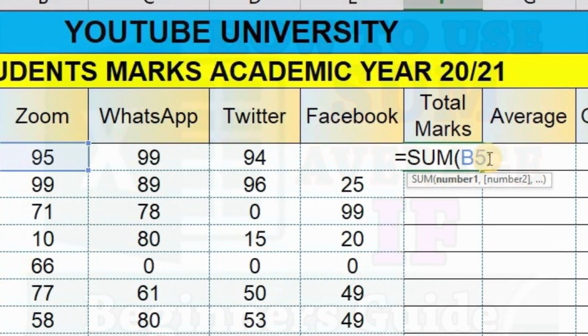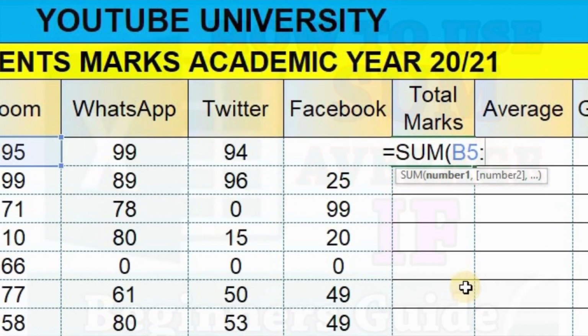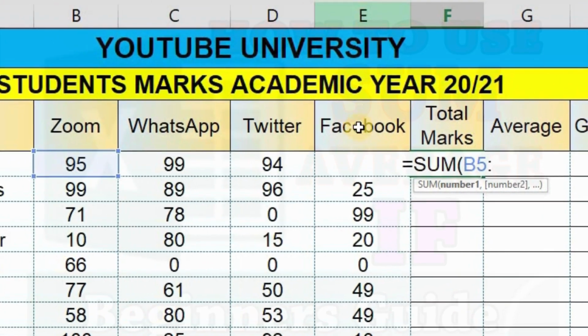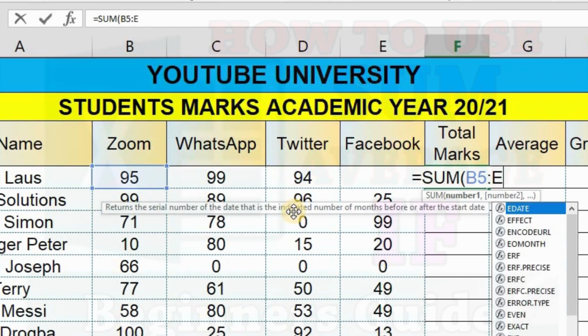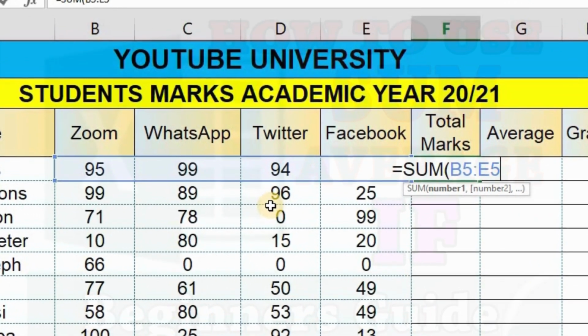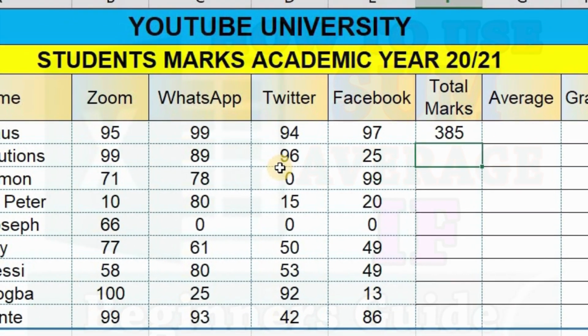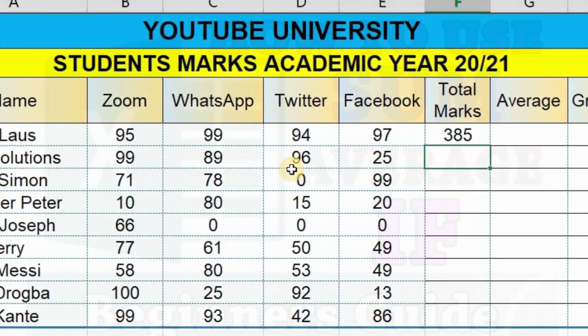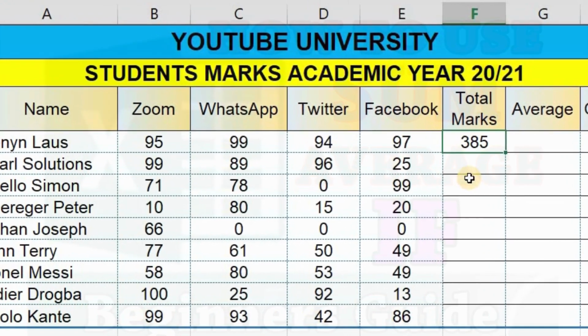B5, you see the sign, then the last subject here is E5. You close the bracket. That is how you get sum. It's very simple. This is one formula. You can decide to clear this.